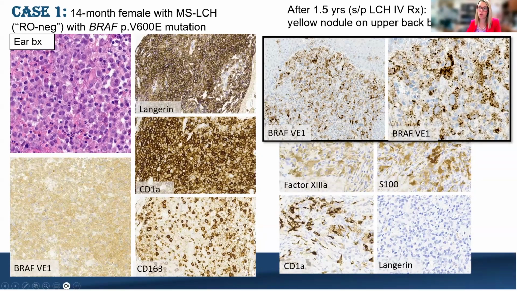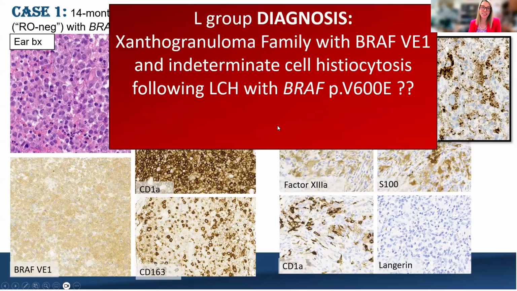So we did perform the BRAF staining. And again, it was positive strongly, both in these larger cells and some of the background smaller cells. So, this would be what I would consider in this L group, despite having a pediatric case. So, there's many different ways in which to call this. You could be very specific in calling this sort of a xanthogranuloma family.